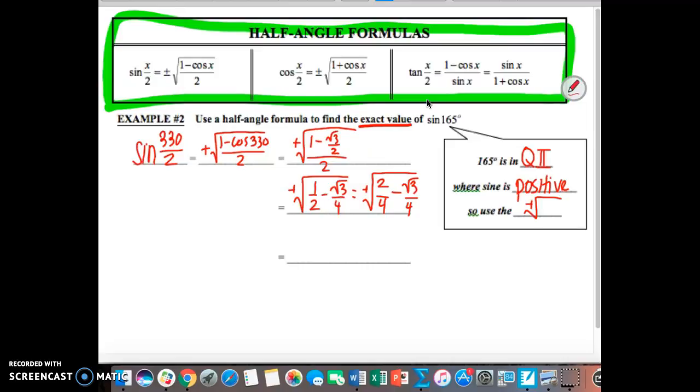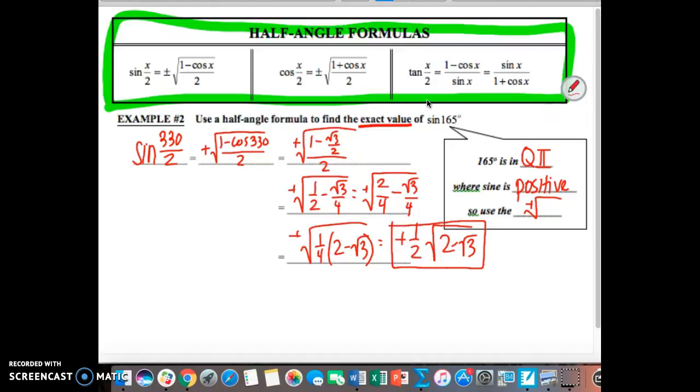which we can pull that 1/4 out, and this becomes the positive square root of 1/4 times 2 minus the square root of 3, which is equal to positive 1/2 times the square root of 2 minus the square root of 3. So the positive 1/2 of the square root of 2 minus the square root of 3 is our final answer. That is equal to the sine of 165.